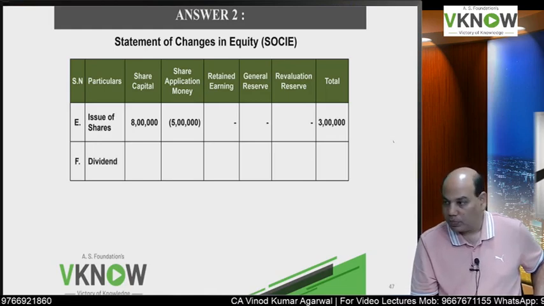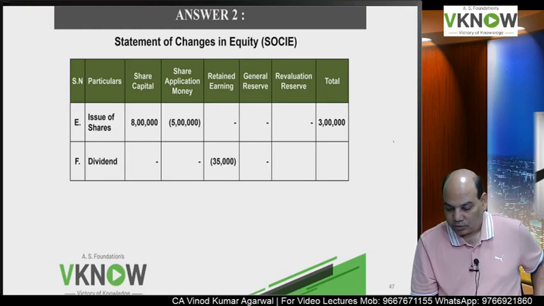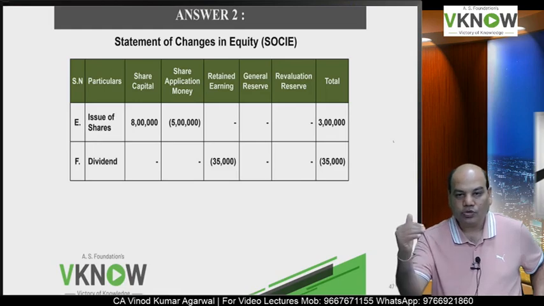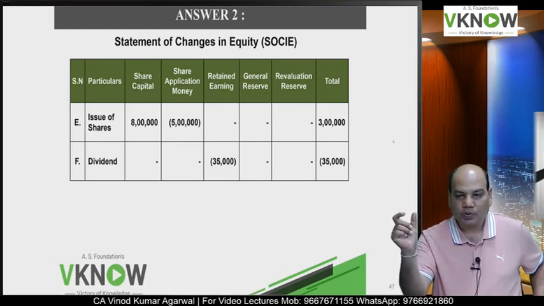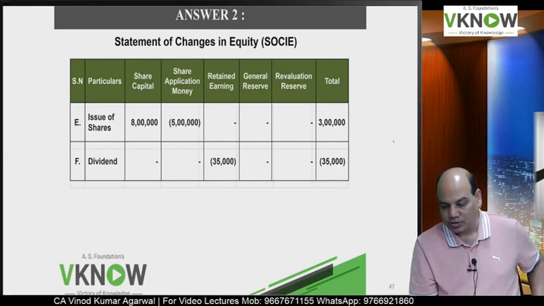Then we have paid dividend also. How much dividend did we pay? From retained earning, reduce 35,000. This will reduce my cash balance. So when you prepare balance sheet, 35,000 will be reduced from cash balance.